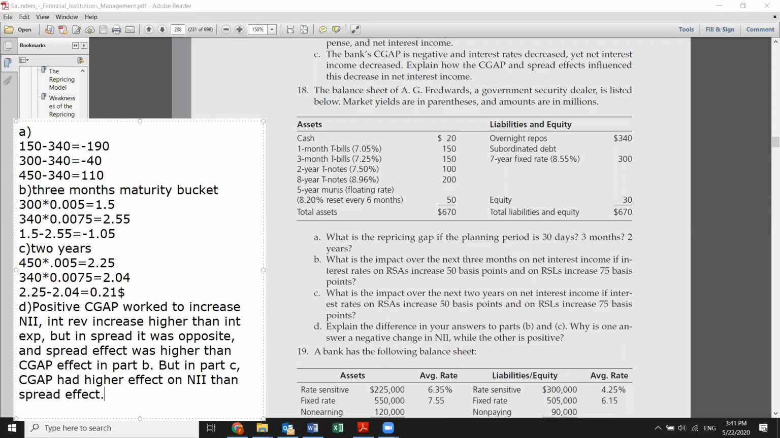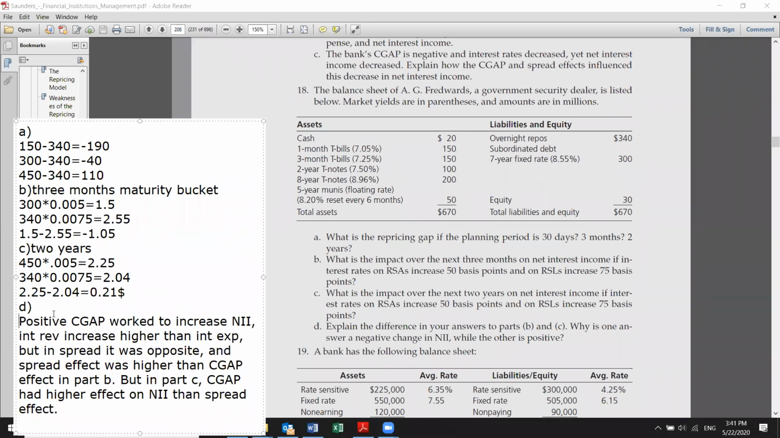Okay. So I'm sorry, I have a question still. Yes, please. In part B, you said that it is a positive cumulative gap, but... Yes. It's negative here. Why? Here. Ah, you mean this? Wait. This is spread effect, 3 months bucket. Yes, very true. Thank you so much. Yes, okay, this is the 3 months.